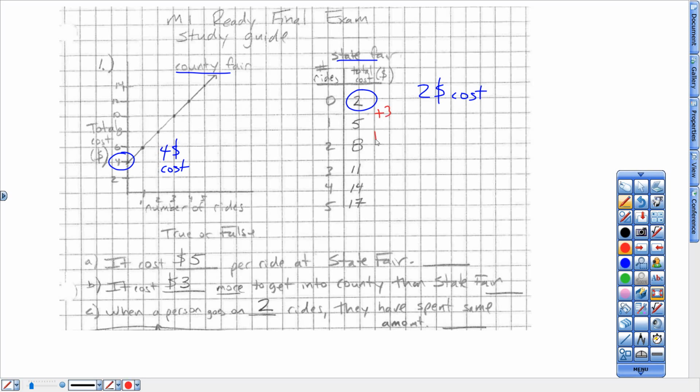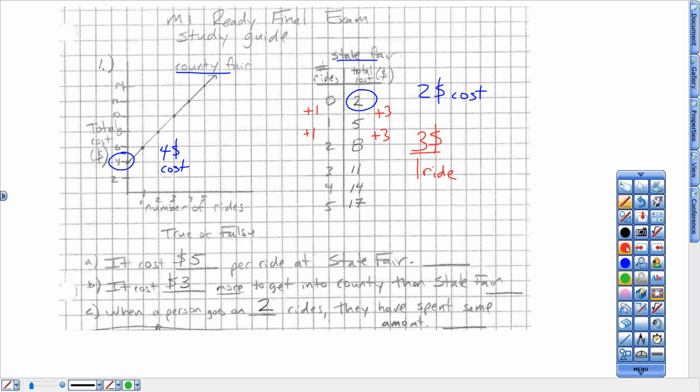The other numbers you need come from this column right here. Adding by 3 over this 1 makes that the price per ride. It is $3 for every 1 ride. Now you have enough to answer all of these.